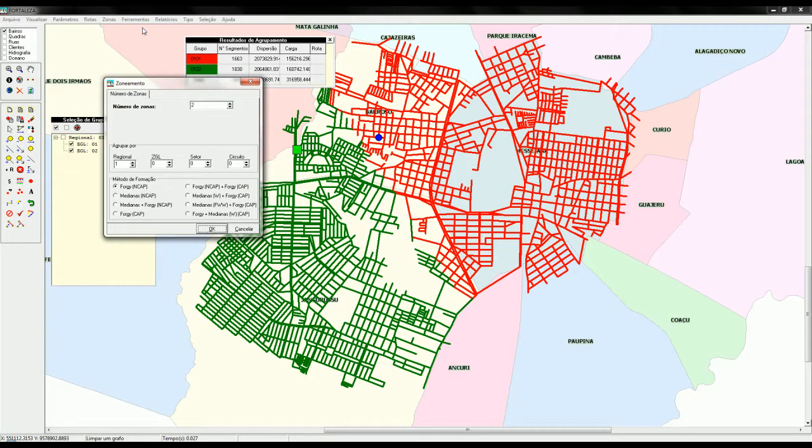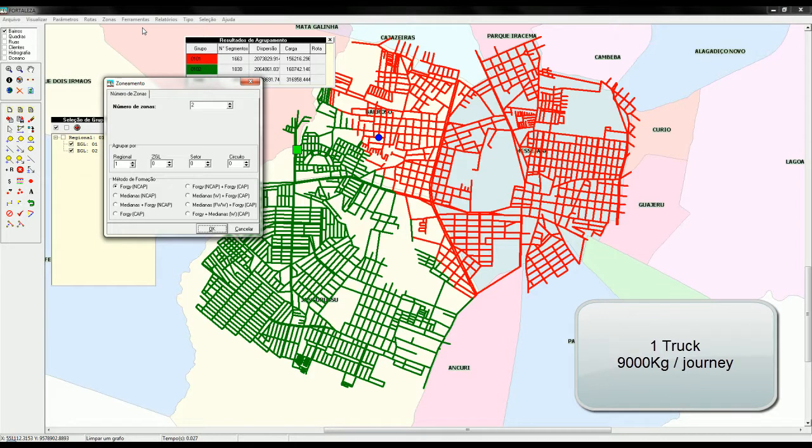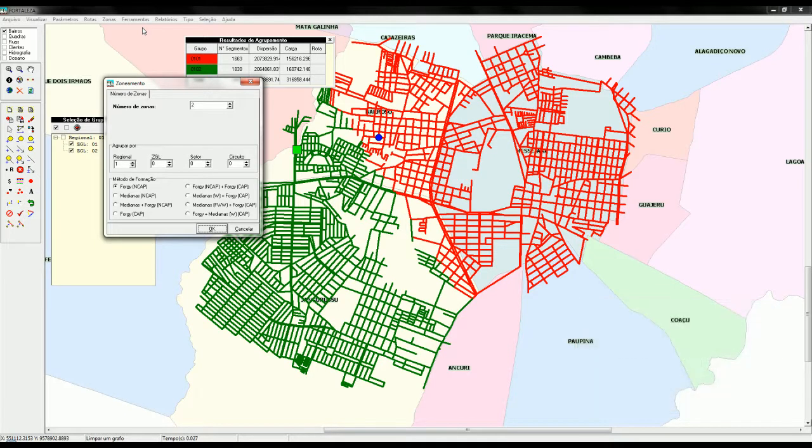Now we're going to divide zone into sectors. A sector can be understood as a collection area of one only truck in the same day. Let's suppose the fleet we have available is composed of trucks that carry up to 9,000 kilos of load per journey. Working primarily on ZGL1, that has about 157,000 kilos of trash, we note that it will be necessary 18 journeys to collect all this trash.